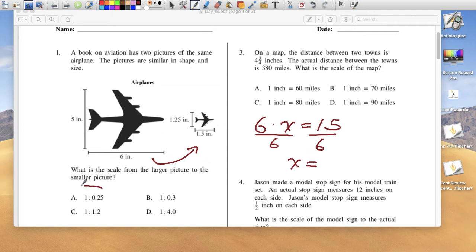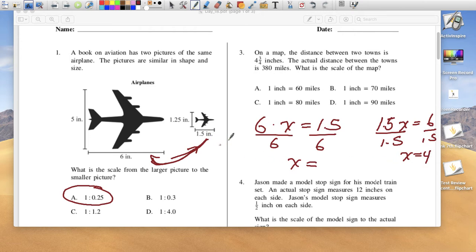So this is the scale that we want to use, right? So we're going from big to small, and we can set it up in this way. And if we go from small to big, so we're going the other way, 1.5, how do you get to 6? So 1.5 times the number x that I don't know equals 6. We divide by 1.5 on each side, then I get that x equals 4.